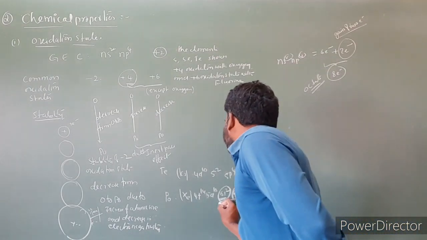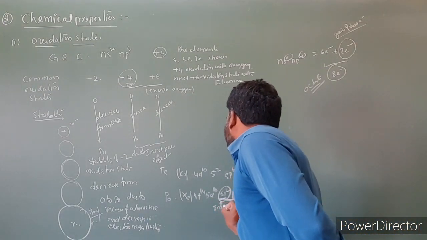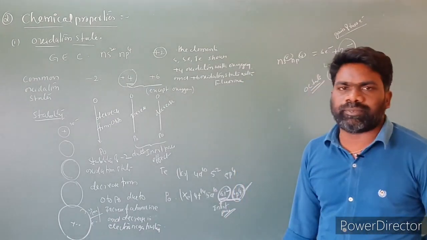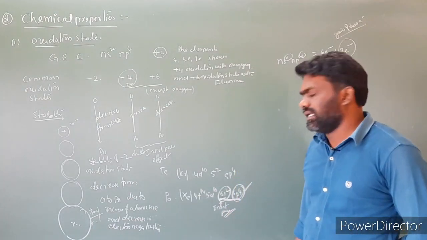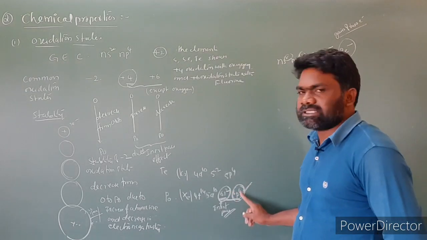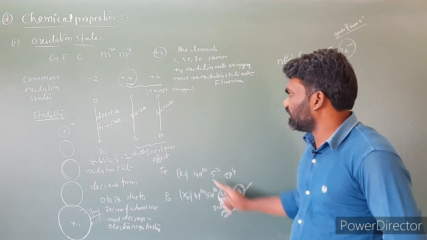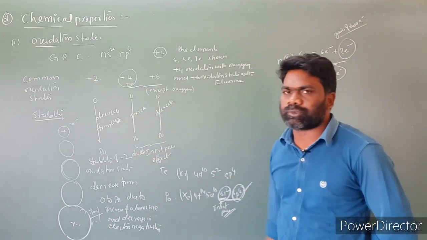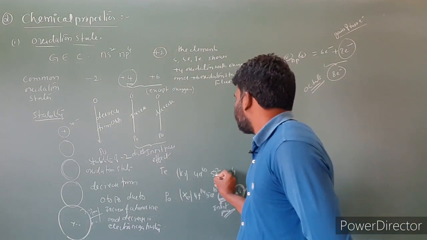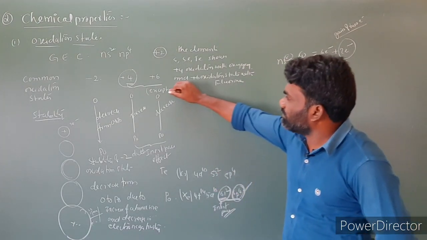This is the inert pair. They do not get involved in the bond formation, so we call this the inert pair effect. Because of the inert pair effect, only 4 electrons are available for bonding instead of 6 electrons, so +4 stability increases from top to bottom. Next, even in this case, 5s2, the +6 stability.